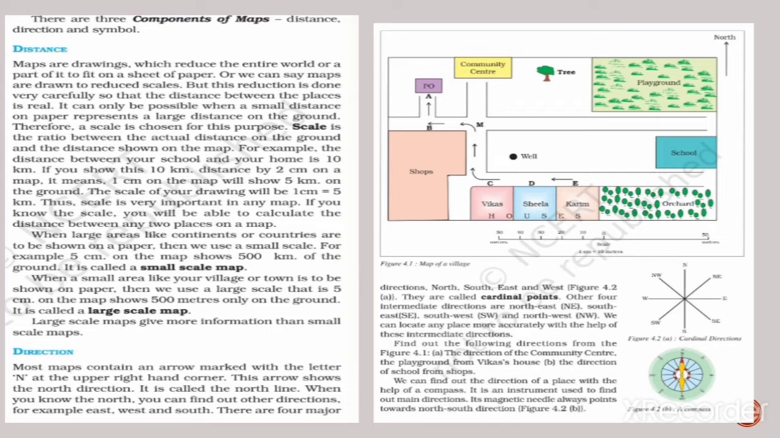Finally, we can conclude that the large scale map shows more information than the small scale map. The reason is, in the large scale map, every minute point is clearly identified and mentioned. So we can say the large scale map shows more information than the small scale map.